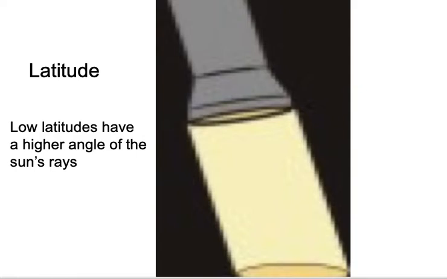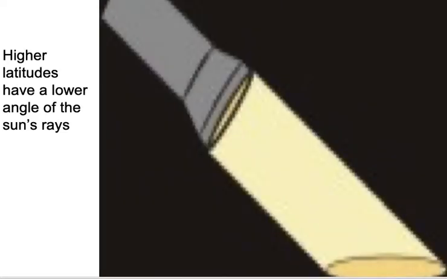Latitude, well, you already know that near the equator, which is our low latitudes, you have a very high angle of insolation, so very direct sunlight, so that's going to make it hotter. And at our higher latitudes, we have a much lower angle of insolation, so the sunlight is spread out more over a given area, and so it's more diluted, weaker, and it's going to be colder.